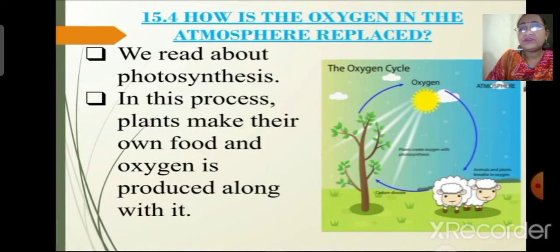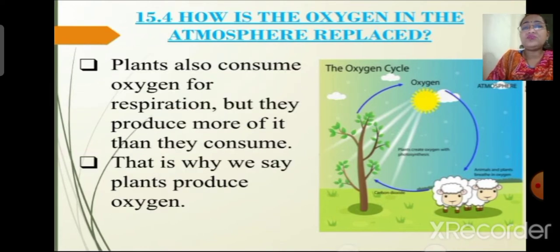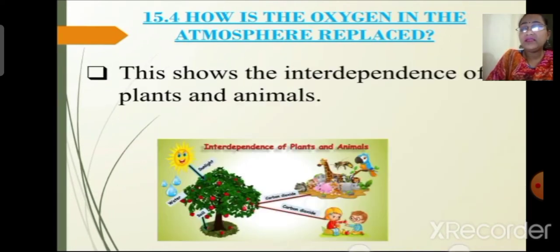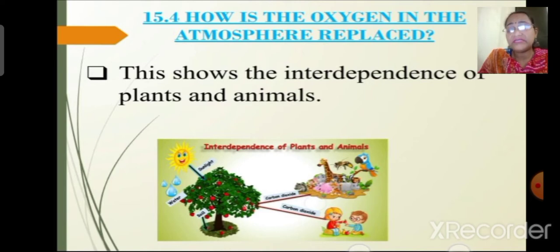Not only animals, but plants also undergo respiration, which involves inhalation of oxygen. But the amount of oxygen produced by plants through photosynthesis is more, or we can say far more, than the oxygen utilized by the plants during respiration. So it is clear that animals are completely dependent on plants for oxygen, without which we cannot live. And it is also clear that animals are interdependent on each other.